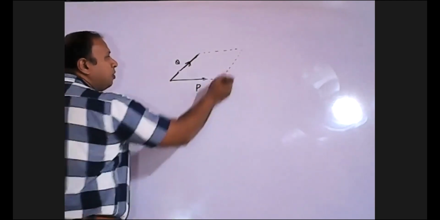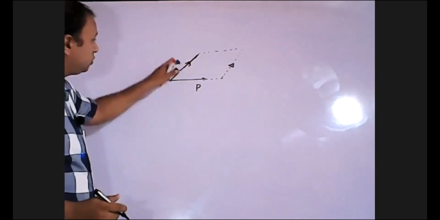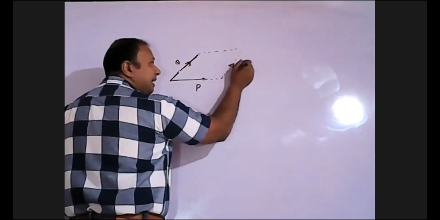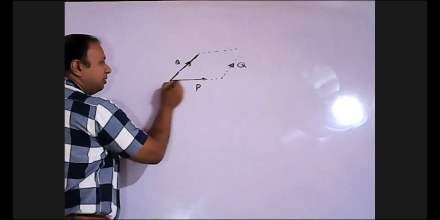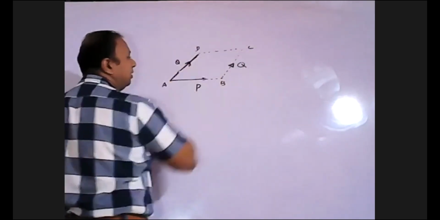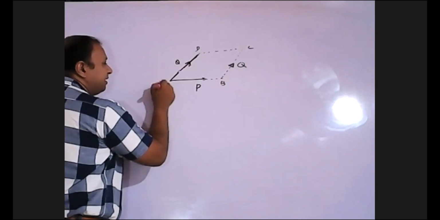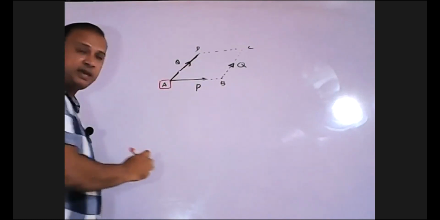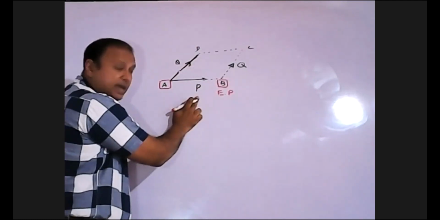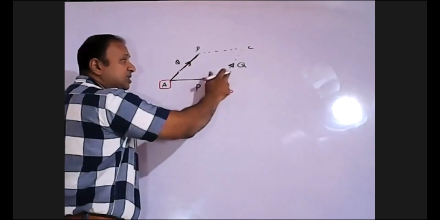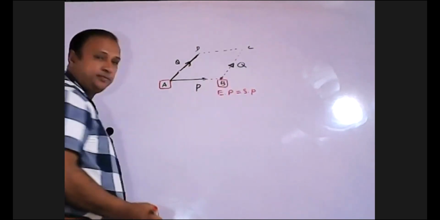Therefore this vector is equal to Q, so I can consider this side as the Q vector. Then suppose this is A, B, C, D. Then you can clearly see this is the starting point of vector P, and this is the end point of the vector P, as well as the starting point of vector Q.